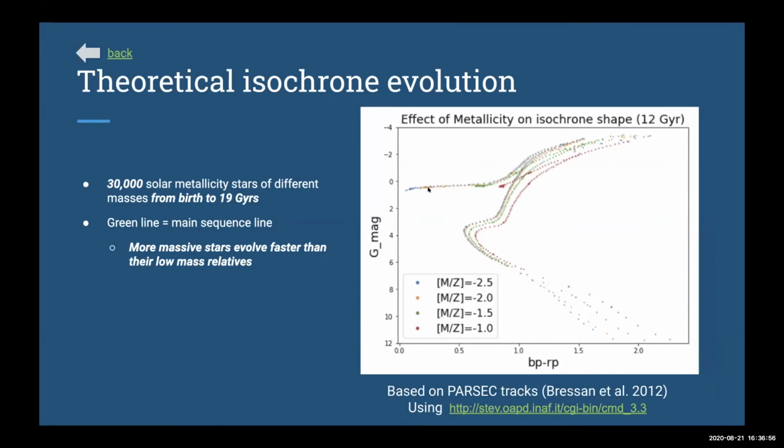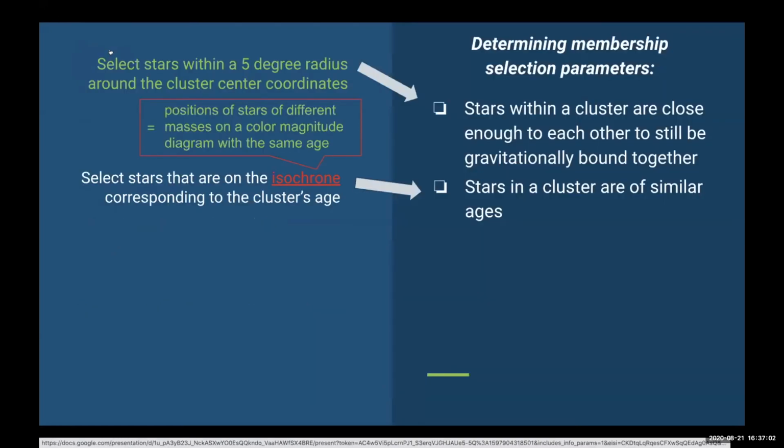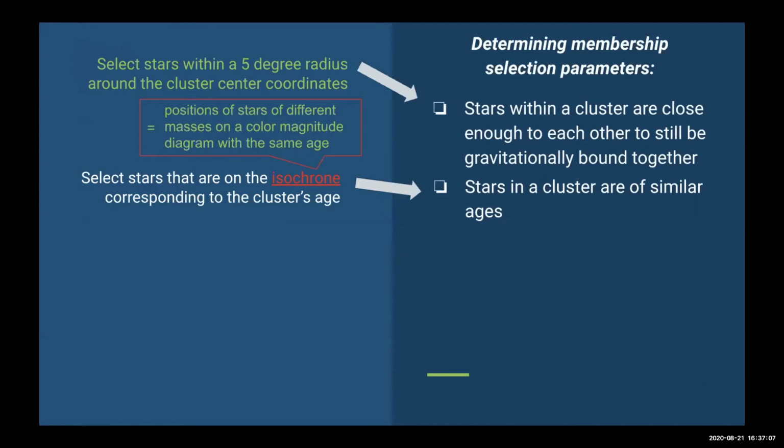The takeaway here is that a cluster of stars should all fall on this line, and we can definitely use that to our advantage. Let's come back. So for a very long time, this is all that astronomers had to work with. This is a photometric way of selecting stars that belong to a cluster.